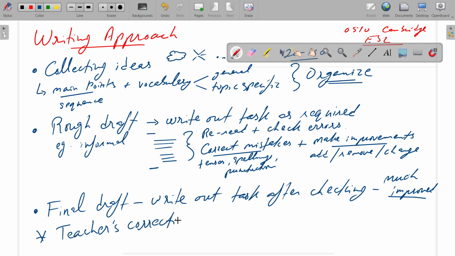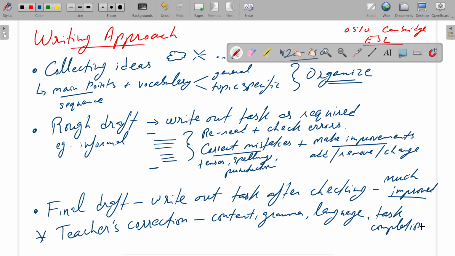Right, and so I will check it for content, grammar, language, right, and I might also give you suggestions. Oh, right, and very important, task completion. So have you done everything that you were asked to do? And so with my suggestions, with my feedback, your writing will keep on improving, hopefully, inshallah.